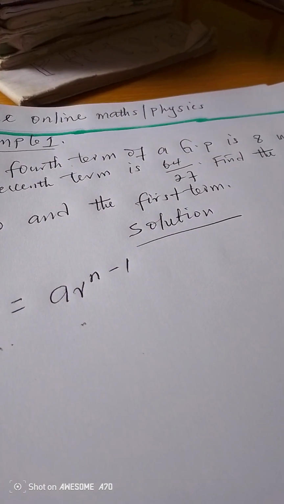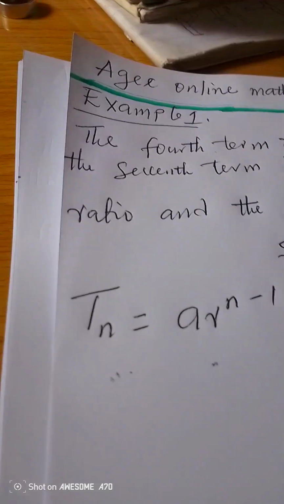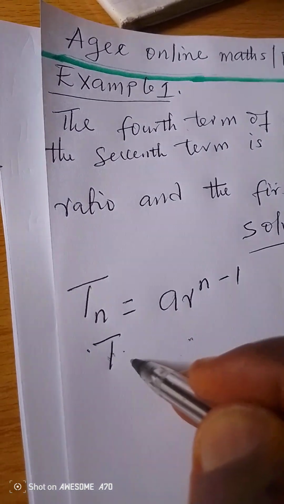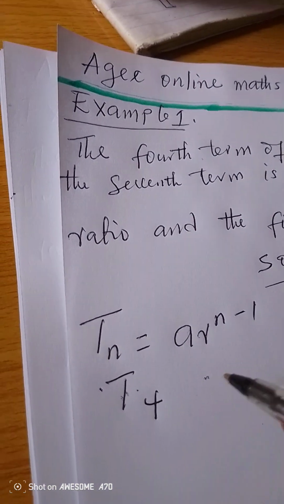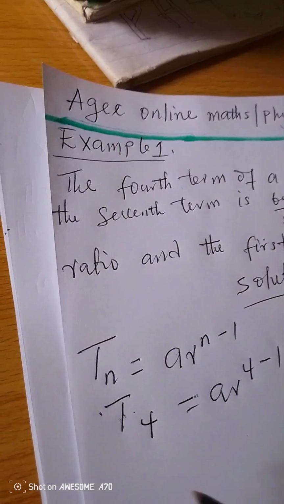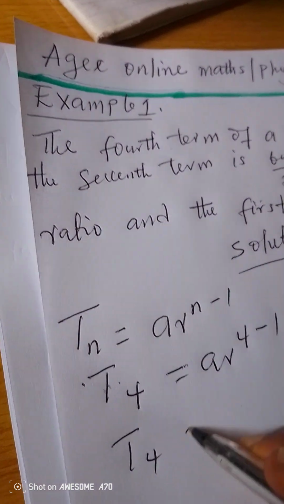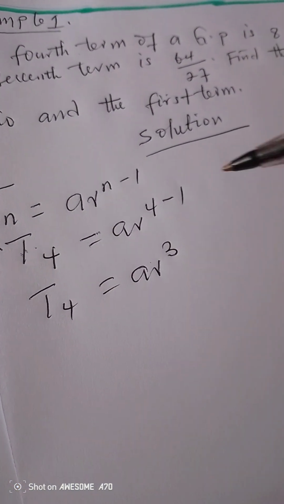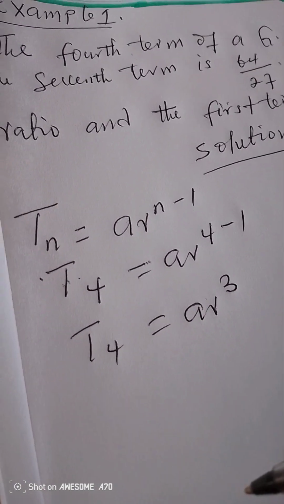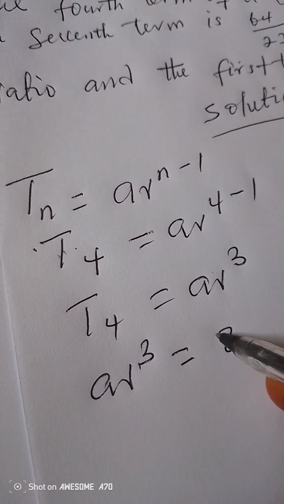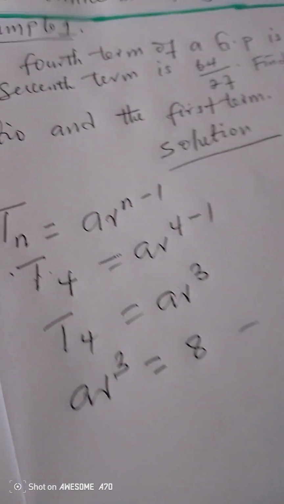So in the question here they say the fourth term of a GP is 8. That is to say that T of n, which is now T of 4, is equal to A R raised to power 4 minus 1. And then T of 4 becomes A R raised to power 3. They say the fourth term is equal to 8. That is to say that A R raised to power 3 is equal to 8. Let's call this equation 1.